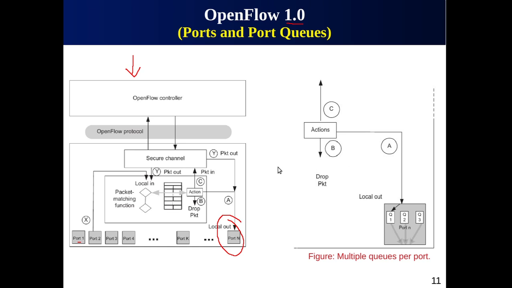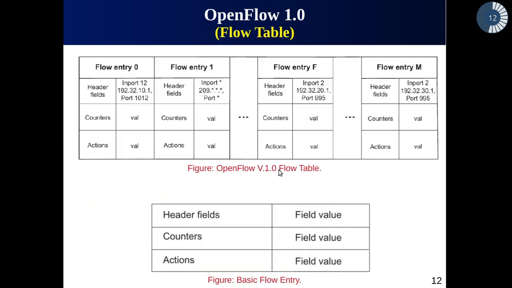Now, let's move to the second concept, and that is the flow table. We already studied flow table. Yes, so the flow table lies actually at the core of the definition of an OpenFlow switch. And we also depict a very generic flow table here. So you can see a flow table consists of flow entries. In this case, we have entry 0, 1 up to entry M.